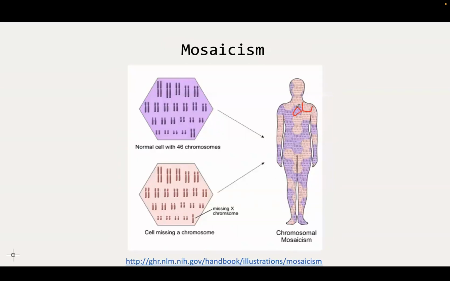For example, in this case, some cells are normal karyotypes. That's going to be your purple. But then you also have Turner-type karyotypes, where you're missing the X chromosome, in the other half of the body. Normally, this patient would appear as a healthy 46,XX female. However, some parts of her body are technically Turner-based cells because they're missing that X chromosome.